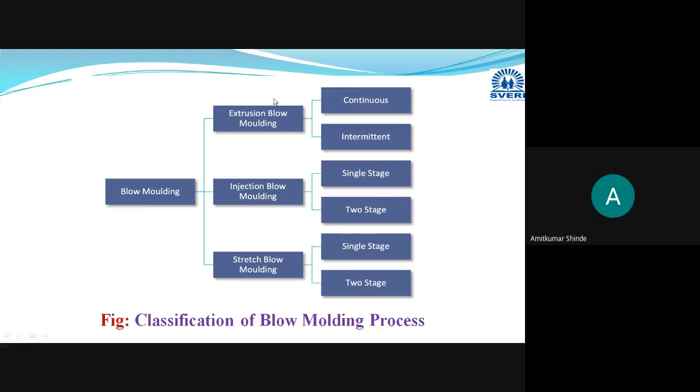Okay, and for each type, single stage and two stage: for extrusion blow molding, continuous extrusion blow molding and intermittent extrusion blow molding. Then for injection blow molding it will be classified as single stage injection blow molding and two stage injection blow molding. And for stretch blow molding it is classified as single stage stretch blow molding and two stage stretch blow molding. Okay, and then after this classification of blow molding processes, now we will see one by one extrusion, injection, and stretch blow molding, how the exact blow molding process is conducted here.